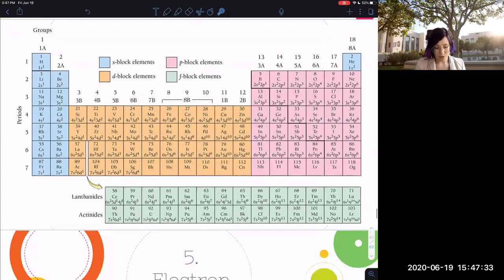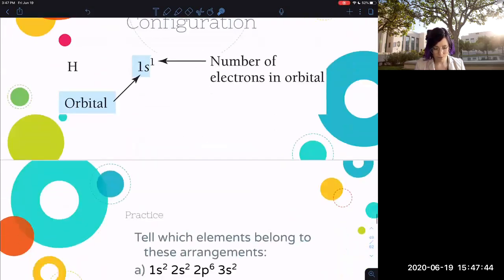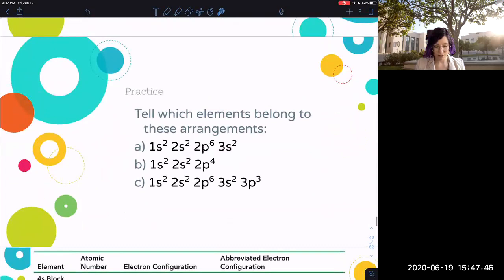What am I going to ask you to do? These are electron configurations. I'm not asking you to write them. They tell you the energy level, the shape, and the number of electrons in that shape. So all I'm going to ask you is something like this: tell which elements belong to these arrangements. So how do I do this? I'm going to do the first one and then ask you to do the other 2.